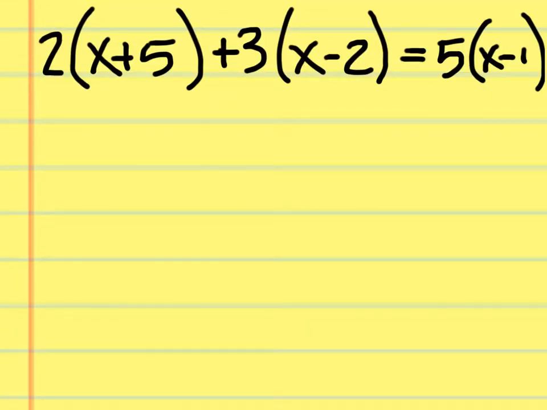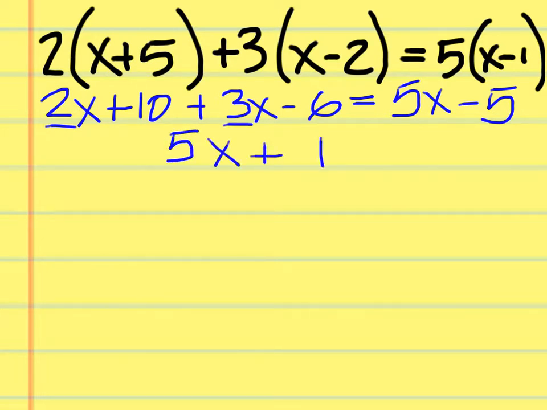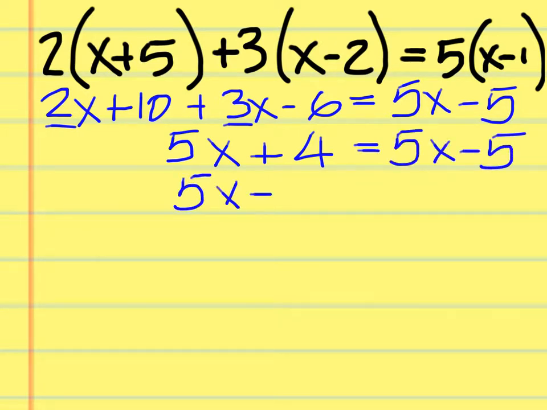On the left-hand side, we need to do 2x plus 10 and then 3x minus 6. On the right, 5x minus 5. And now we'll do 2x and 3x to get 5x. 10 minus 6 is 4. And then over here we have 5x minus 5. So 5x minus 5x equals negative 5 minus 4.